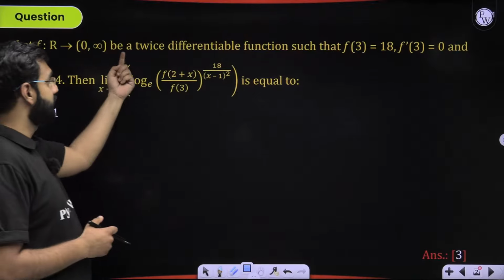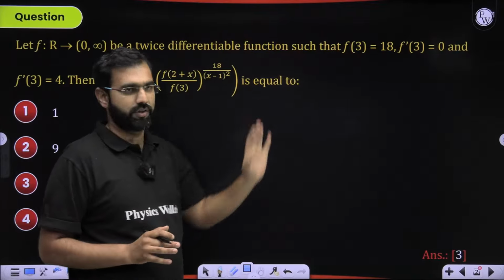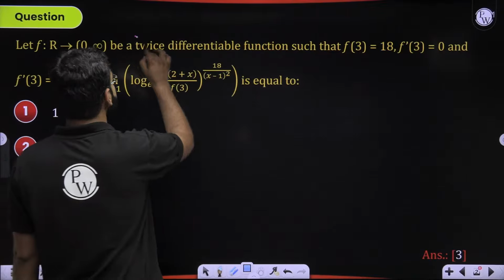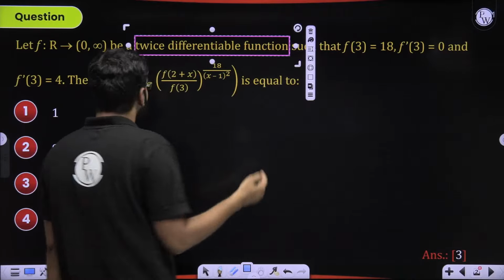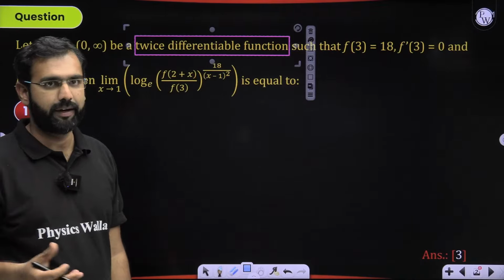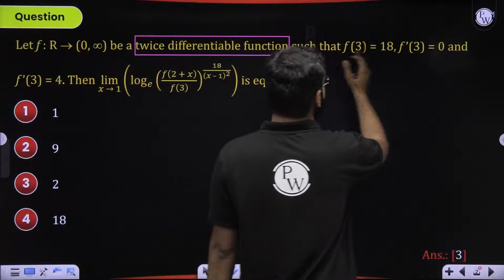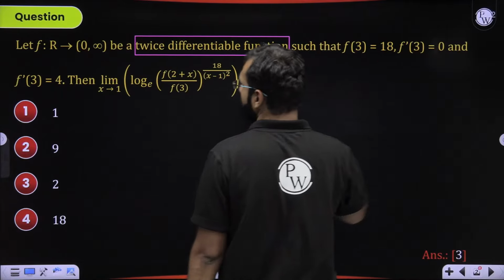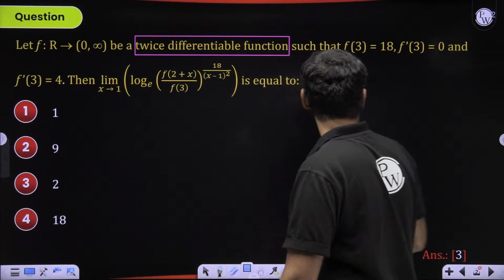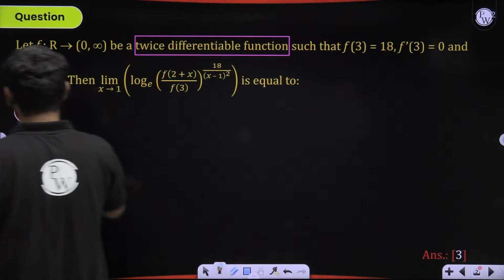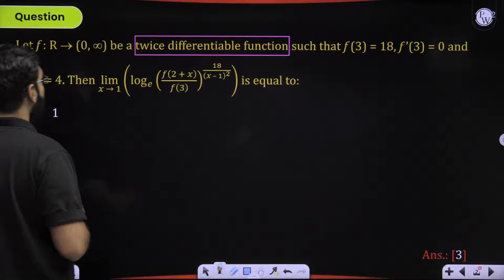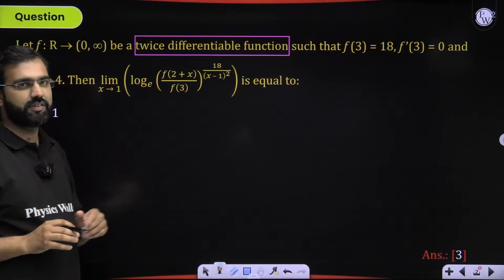So here it is said to be a twice differentiable function. This I'll use as per the need, and they have given it deliberately. And they are telling you f of 3 is 18, f dash 3 is 0. Okay, f dash 3 is 4. I think this should be f double dash, so there is a small correction. It should have been f double dash, I think. Then the limit of this expression is equal to what?